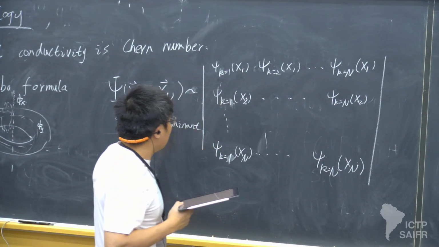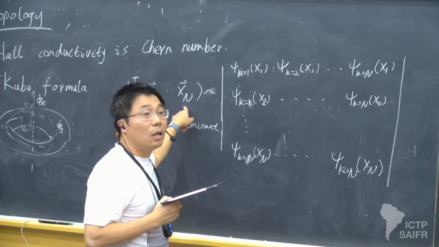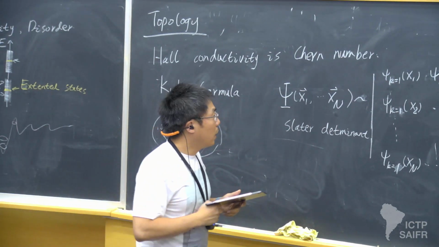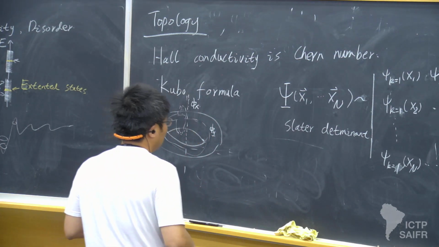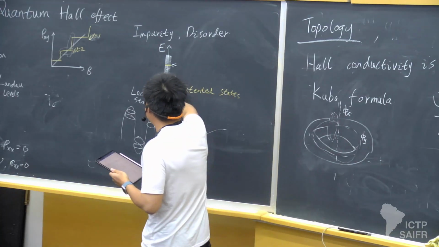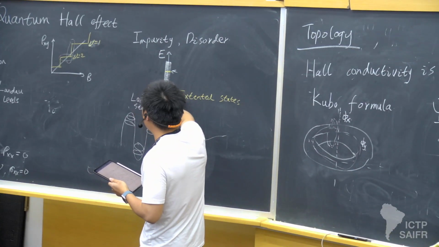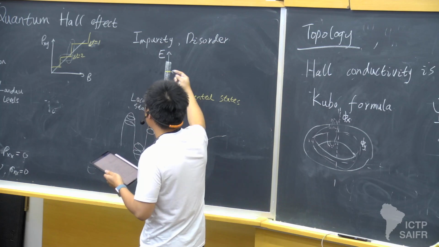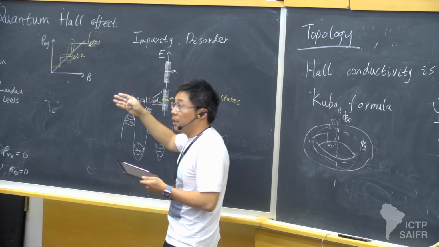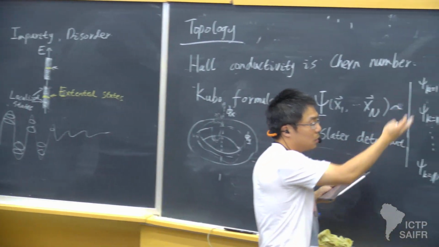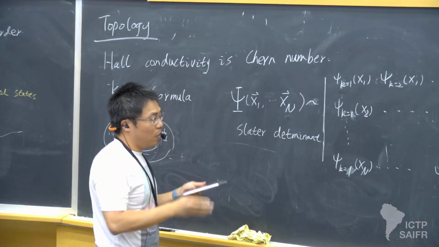That's the number of particles you have. So then what we are going to consider is this many-body wave function, right? In this case, it just corresponds to completely occupying the lowest Landau levels, right? But those states get perturbed due to the impurity and disorder, right? But in the end, it will be something similar, though it will become very messy, right?